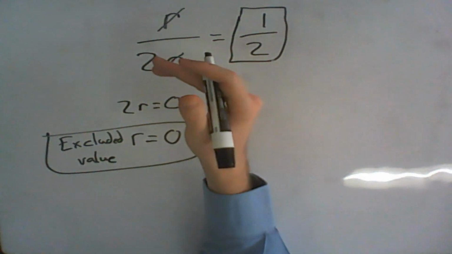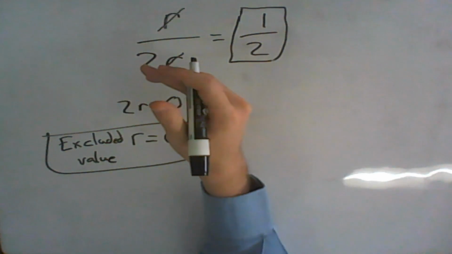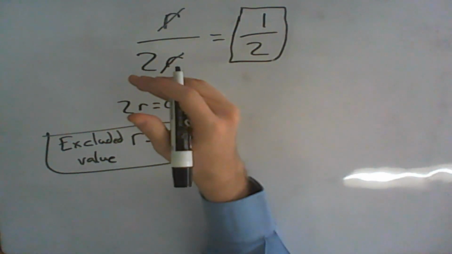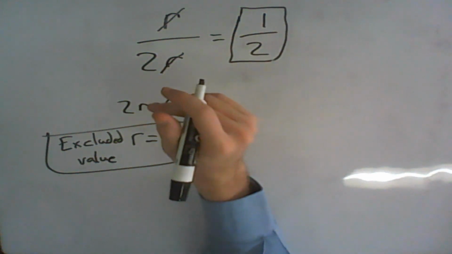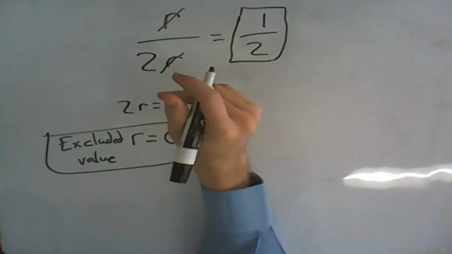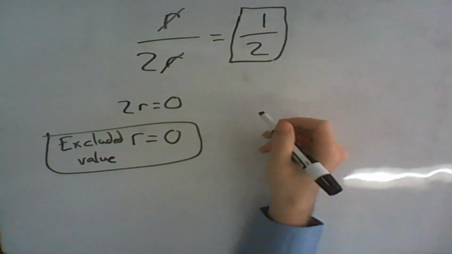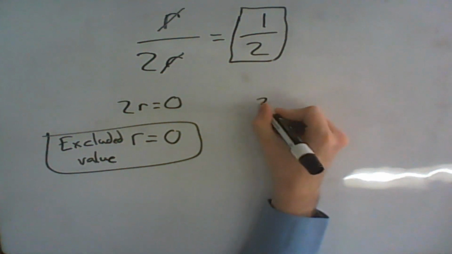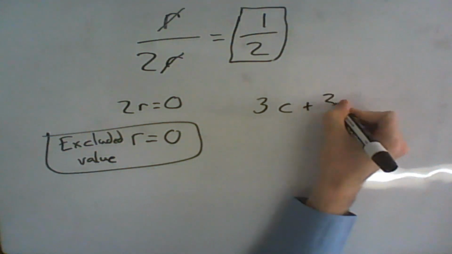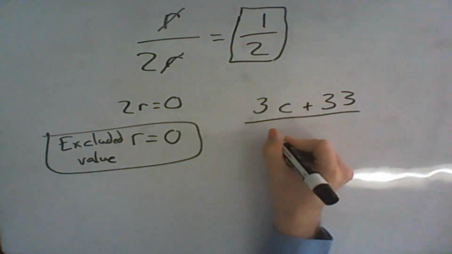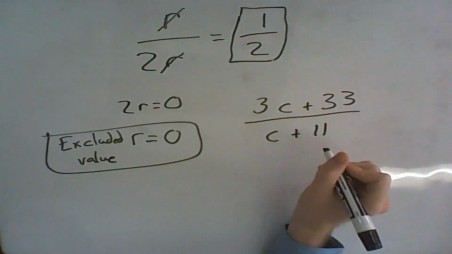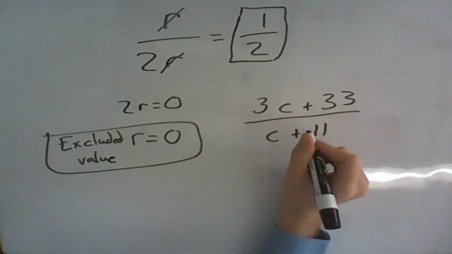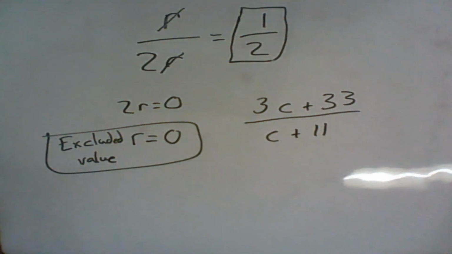So I'll show you an example. Let's do one that's similar to that. Okay. So 3c plus 33 over c plus 11. Okay? So our first step is to check what is our excluded values.